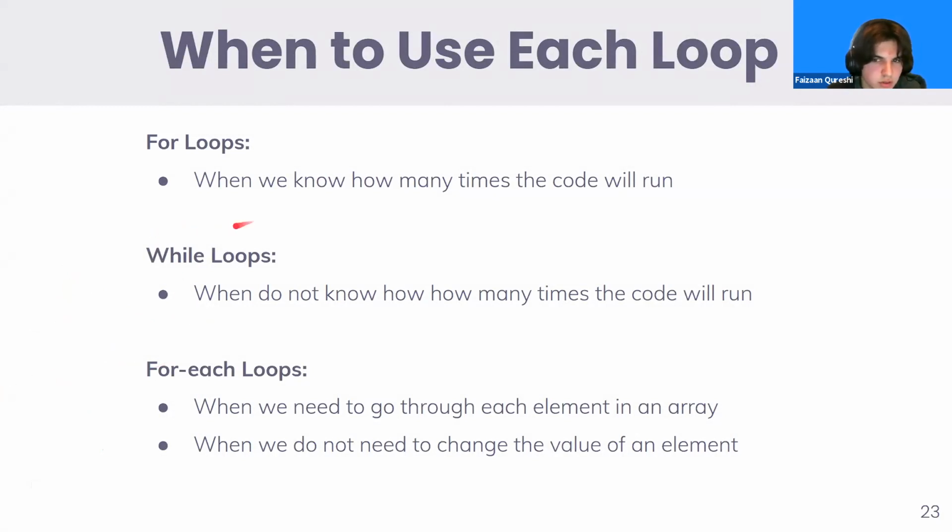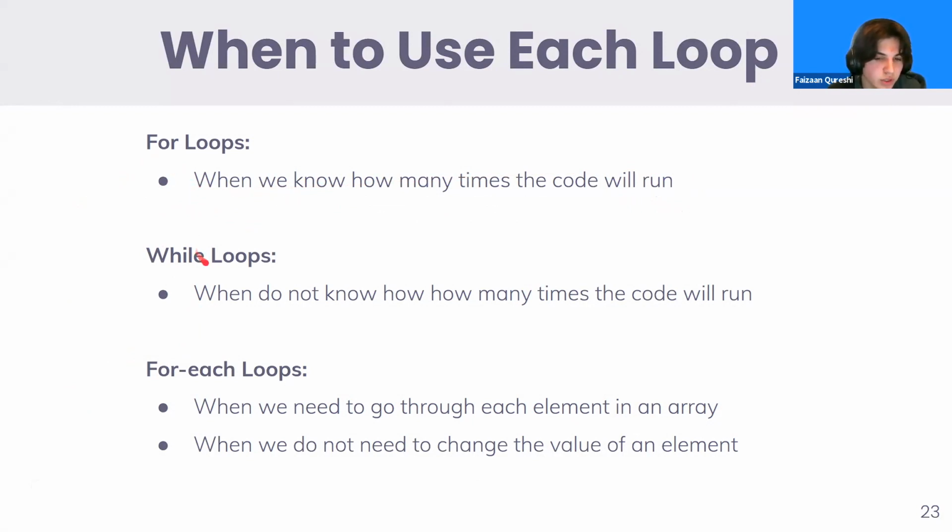So for loops are used when we know how many times the code will run. For example, we want to run it a certain number of times. With the coding example, we want to print out the word coding 5 times. We know how many times we want to run that code, so in that case, we use for loops.